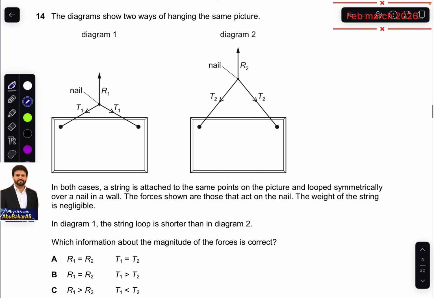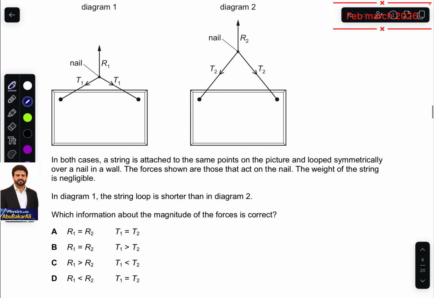The diagram shows two ways of hanging the same picture. In both cases, a string is attached to the same point on the picture and the loop is symmetrical over a nail in the wall. The forces shown are those acting on the nail. The weight of the string is negligible. In diagram 1, the string loop is shorter than in diagram 2. Which information about the magnitude of the forces is correct?